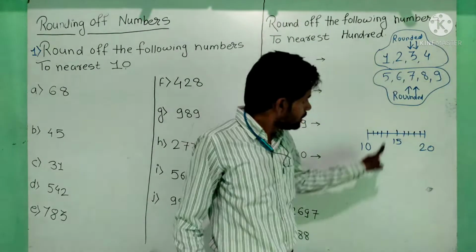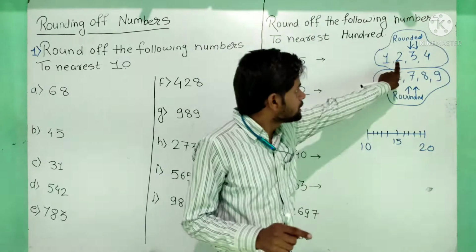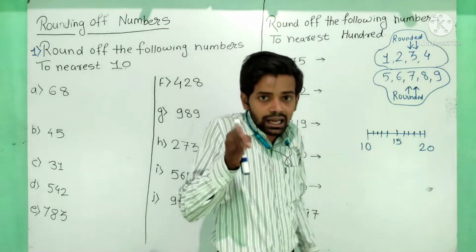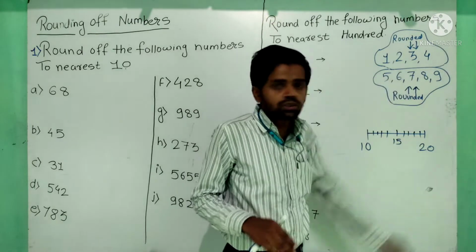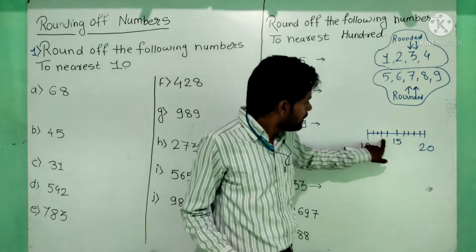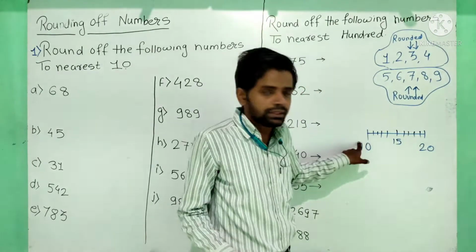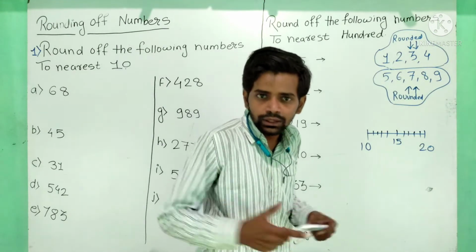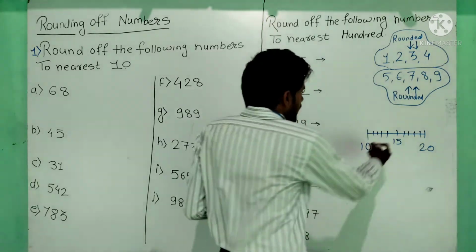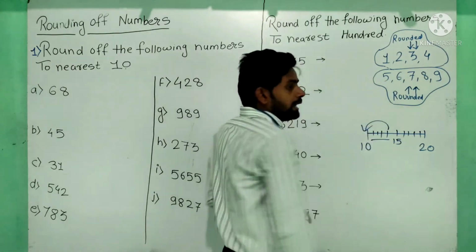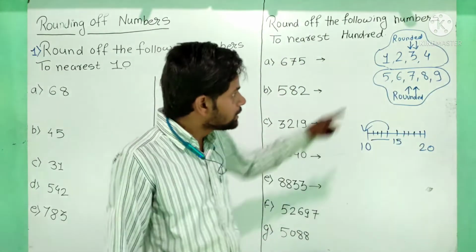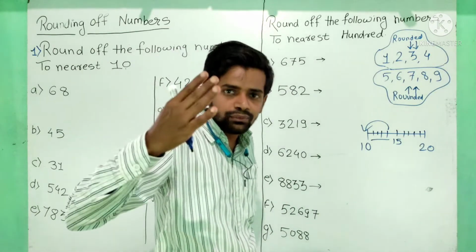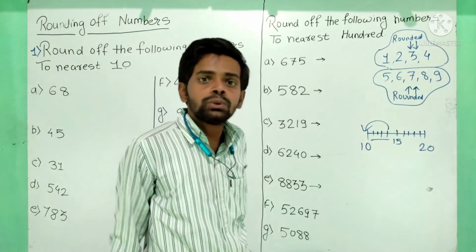So what is happening here? If there is a number having these digits at the last, 1, 2, 3, 4, it will lie before the 15. The numbers 11, 12, 13 and 14 are close to 10. ये सब के सब 10 के close हैं. So the number will be rounded down. 11, 12, 13 and 14 will be rounded down to 10.